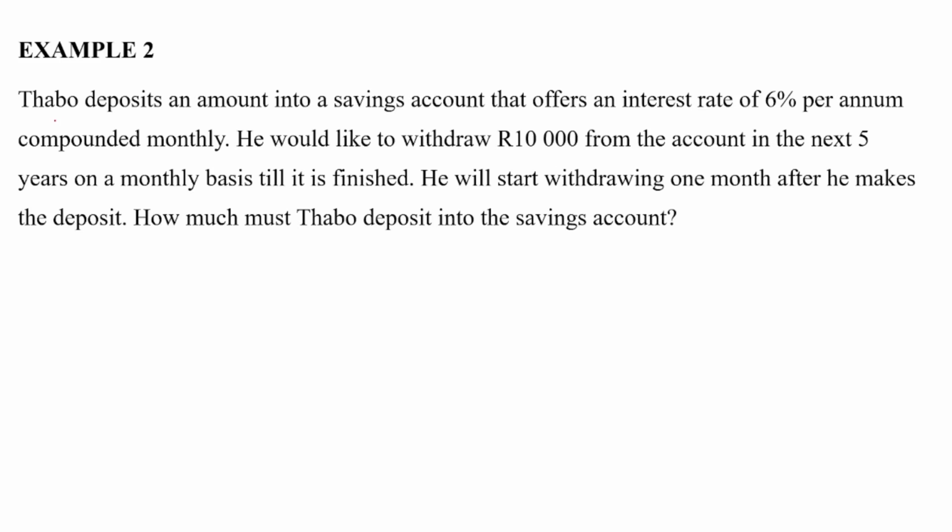Let's do example 2. Tabo deposits an amount into a savings account that offers an interest rate of 6% per annum compounded monthly. He would like to withdraw 10,000 from the account in the next 5 years on a monthly basis till it is finished. He will start withdrawing 1 month after he makes the deposit. How much must Tabo deposit into the savings account, right?